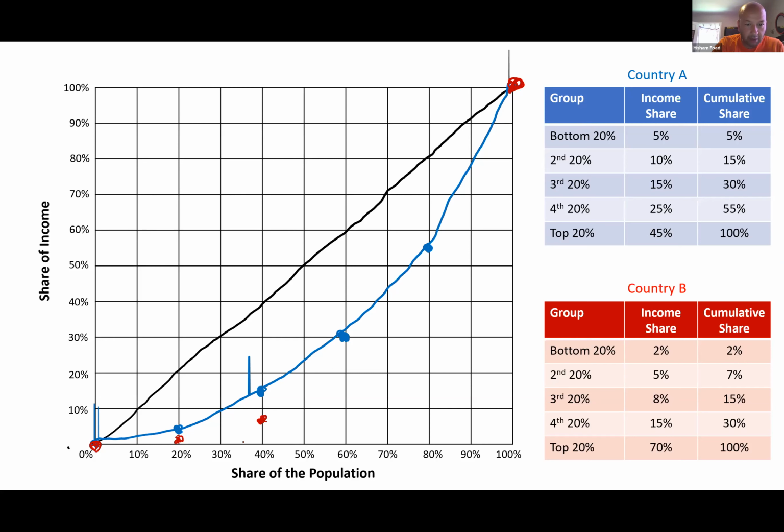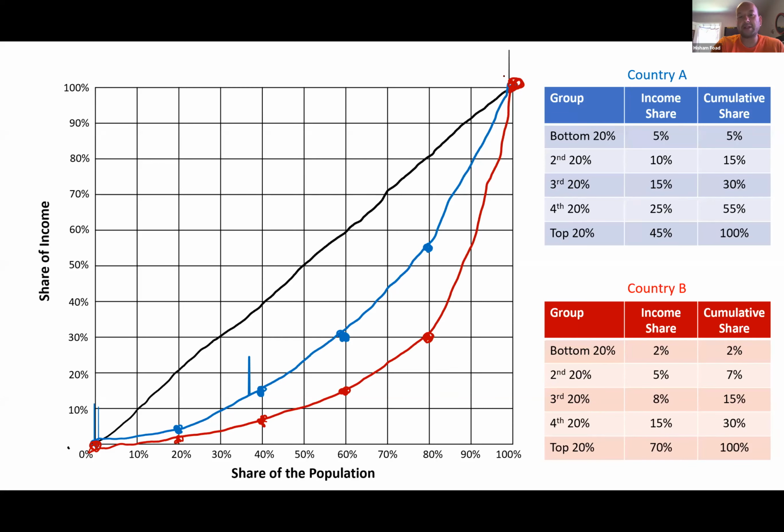Should be right around there. The bottom 60% have 15% of income. Bottom 80% only have 30% of income. And then finally, of course, everybody in the country has 100% of income. So if I were to connect these points, okay, what I'll have now is a different Lorenz curve.